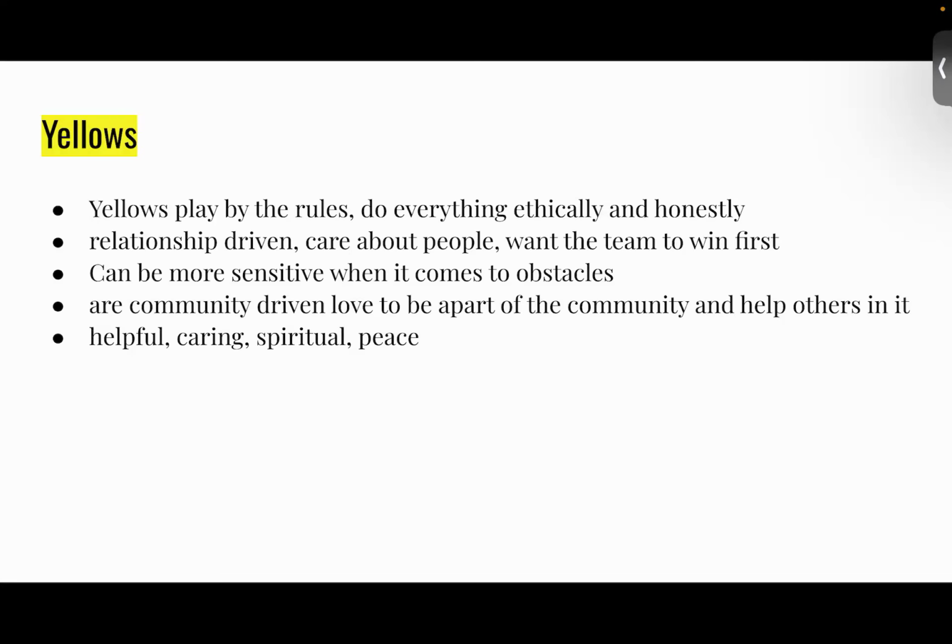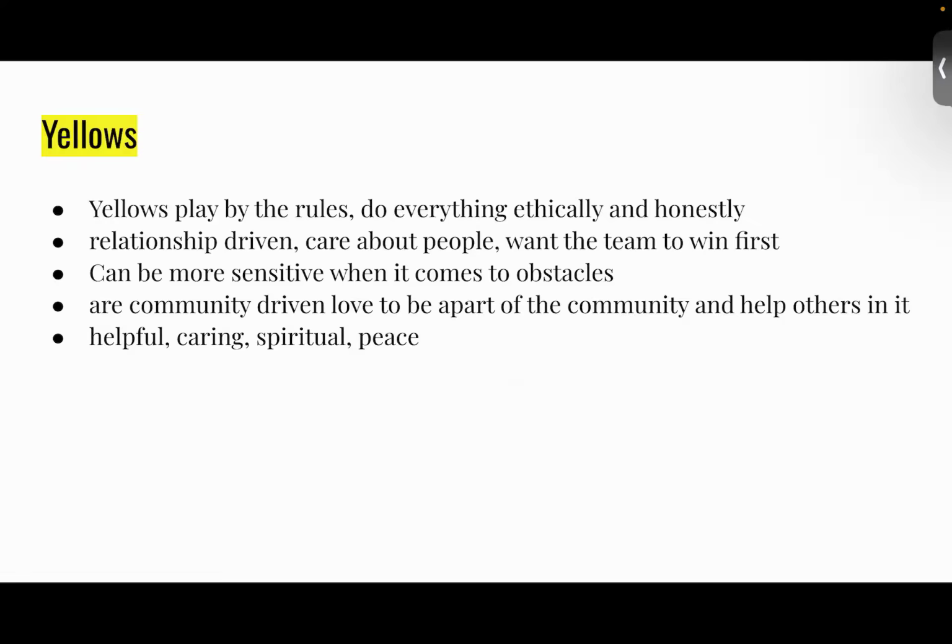Yellows are community driven, love to be a part of the community and help others in it. This is where you talk about the community, where we do these calls with people, we do trading sessions together, we do leadership calls together, we even do Bible studies together. This is what yellows want to hear, that there's a community of people that build each other up, that help each other make money, be a better version of themselves, and help other people win. That's one thing you want to talk about when building the business with them: you can make money by helping other people make money.